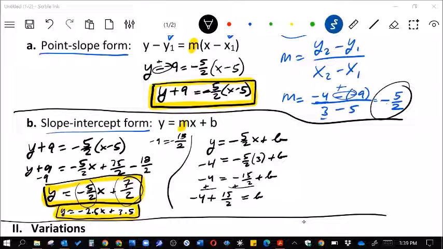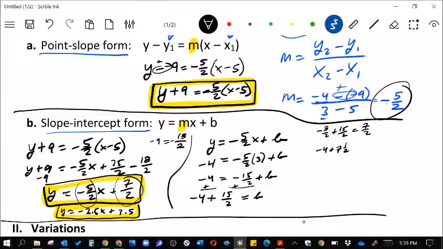Well, now we can't add these two without making them the same fraction. There are a couple of things I can do. I can make the -4 into -8 over 2 plus 15 over 2, and that'll make us 7 over 2, which we know is right. Or I can do -4 plus, well, 2 goes into 15 7 times and a half.